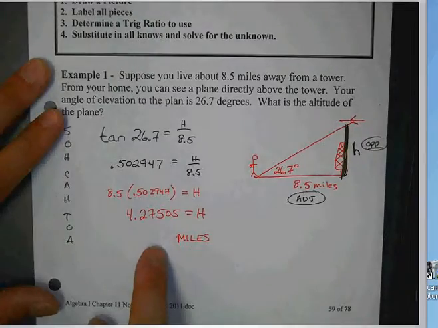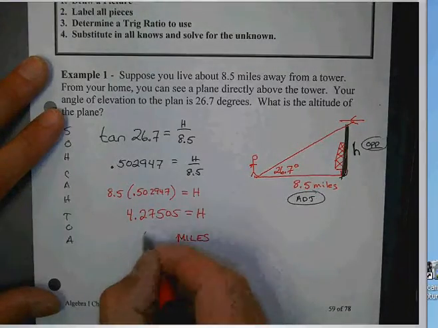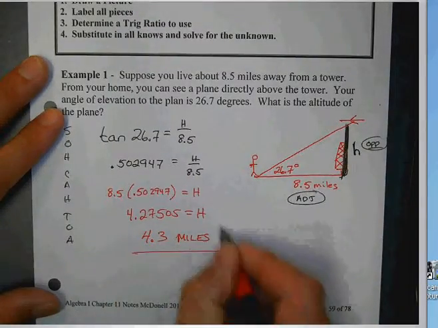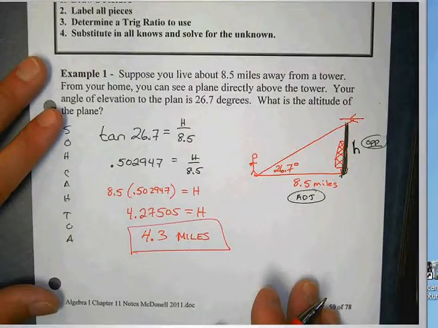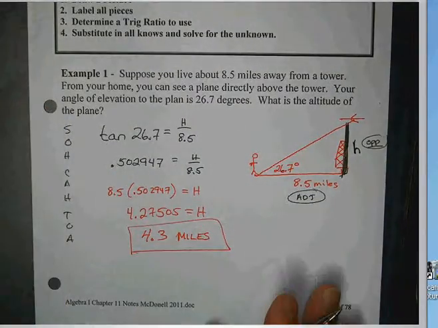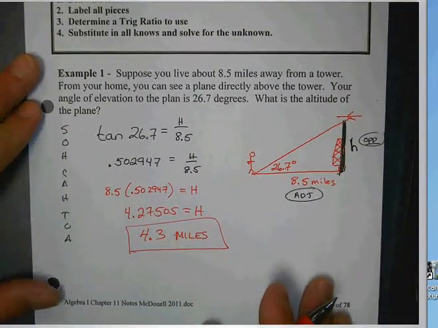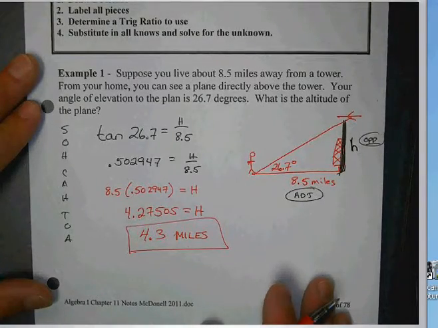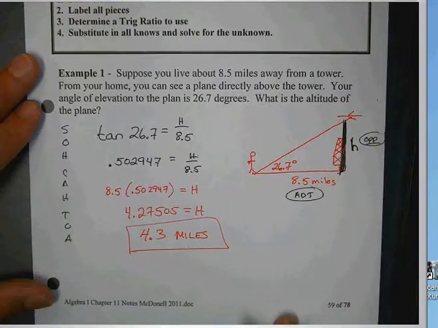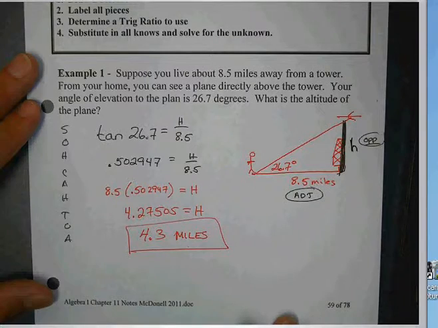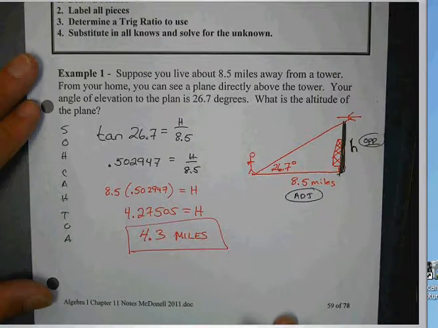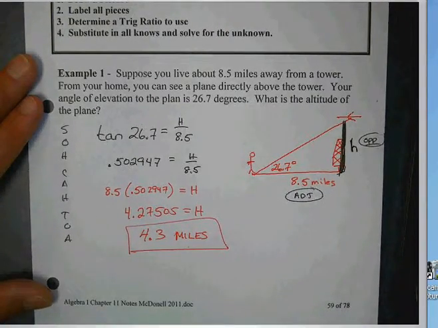So in tenths, how many miles do we have? 4.3. Now, who has recently flown on a plane? Do you remember how high the plane was? Does anybody remember how high it says the planes are flying? 1,000 feet, 1,500 feet. It was like a jet plane. Okay, so those fly a little bit lower than the commercial ones, but still much higher than the little Cessna six-seaters.